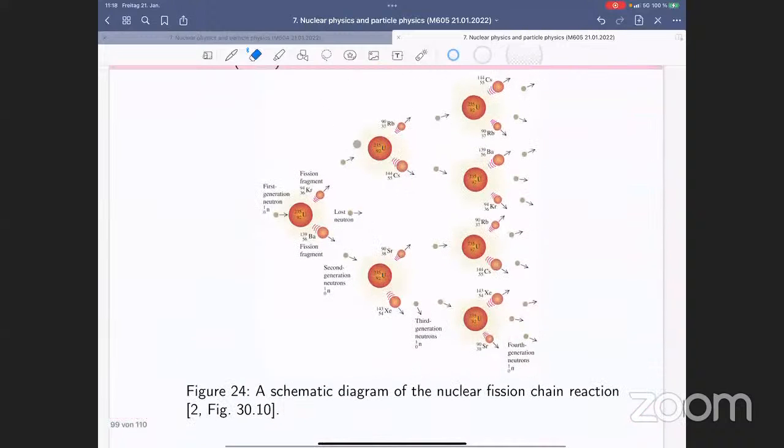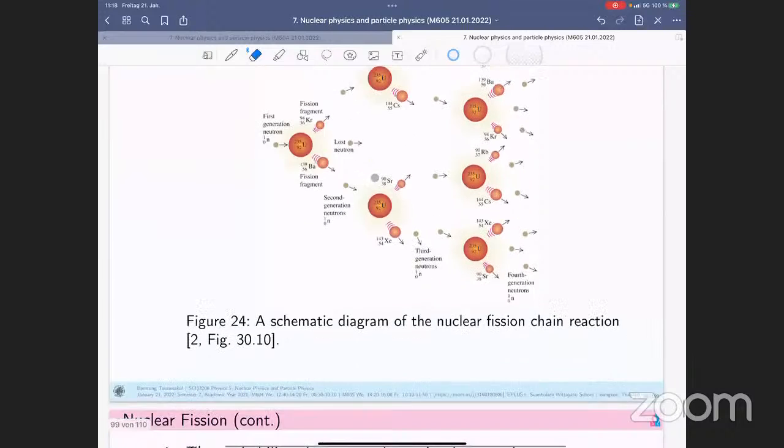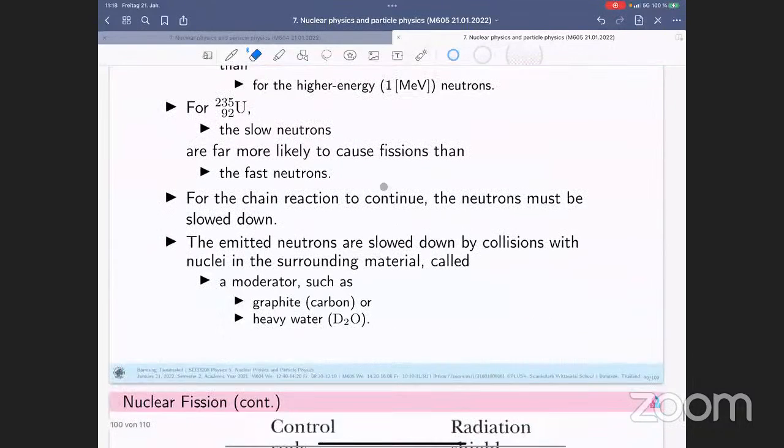Even if you get the high-speed neutron, you need to use some technique to reduce the speed of the neutron. And it's not beyond the ability of the human, right? Even in nature, the neutron is created with high speed, but it's not beyond our ability. The way to do it is the following.